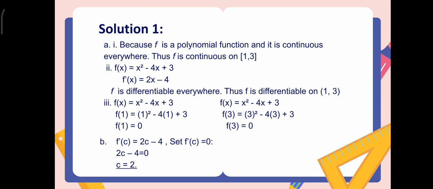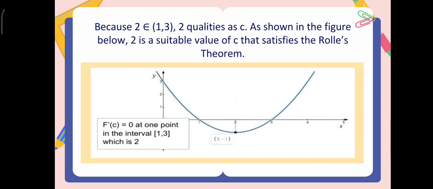Let us take a look at the graph. Because 2 is an element in the open interval (1, 3), 2 qualifies as c. As shown in the figure below, 2 is a suitable value of c that satisfies Rolle's theorem. So that is the graph. The f prime of c is equal to 0 at one point in the closed interval [1, 3], which is the number 2.